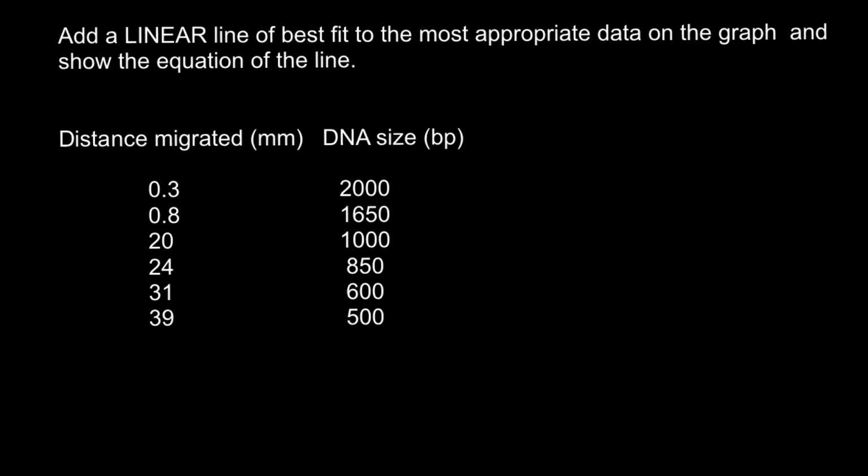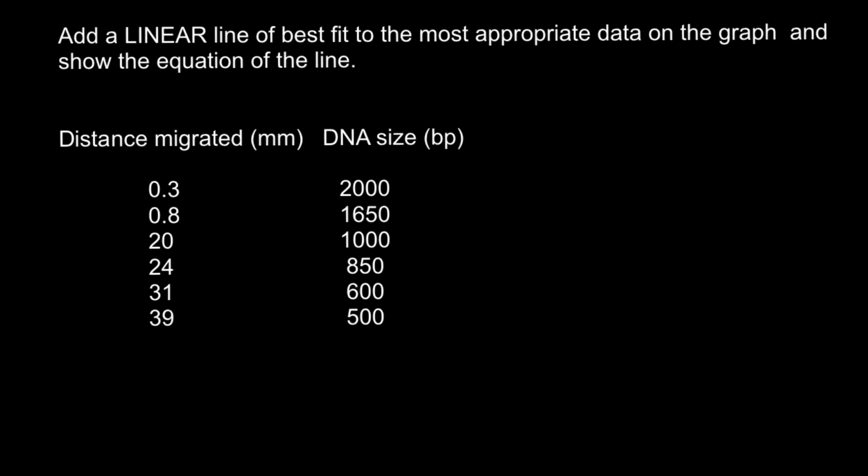A couple of days ago I got a question from one of my subscribers, and here is the problem. Add a linear line of best fit to the most appropriate data on the graph and show the equation of the line. And here is the data. This column is distance migrated in millimeters, and here is DNA size.